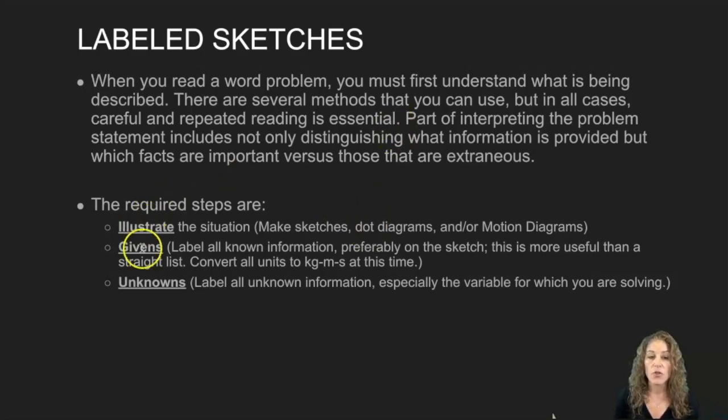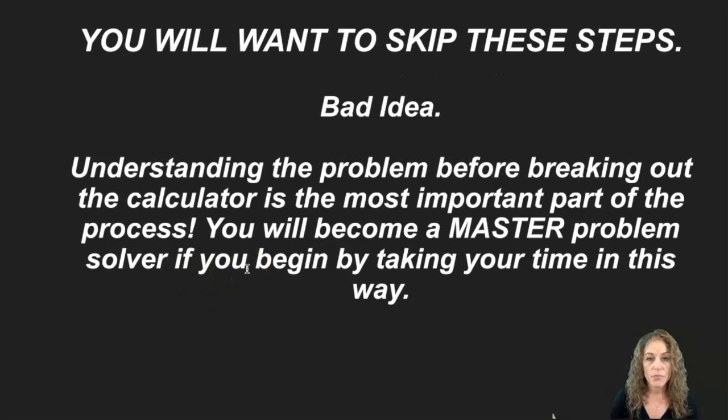So it's going to be the first part of the problem solving process where you sketch a diagram, right? Make a dot diagram, make a motion diagram. You're going to list all your given information. You're going to identify the unknown. You're going to want to skip these steps, and it's a really bad idea because you need to break down what the word problem's asking for and get it on paper.